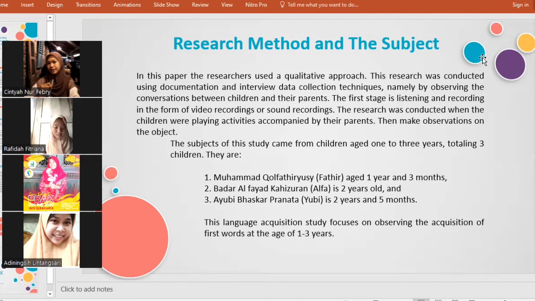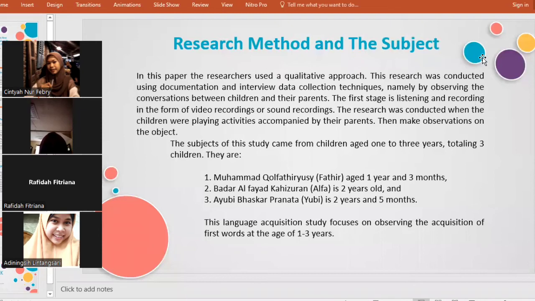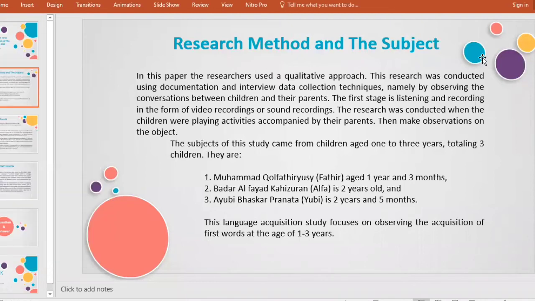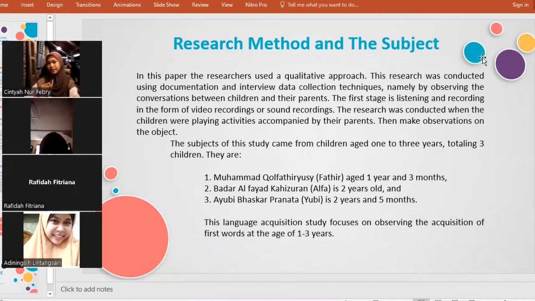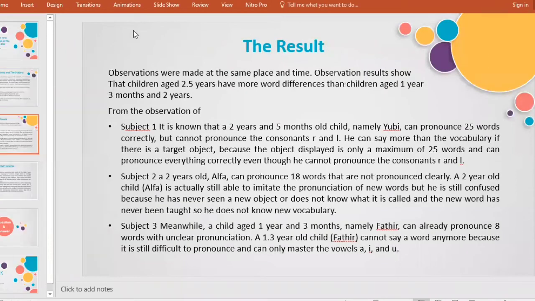The subject of this study came from children age 1 to 3 years, totaling 3 children. They are: the first is Muhammad Kalfati Hurusi, or Fatir, age 1 year and 3 months. The second, Badar Alfayat Haizuran, or Alfa, is 2 years old. And then Ayubi Baskar Pranata, or Yubi, is 2 years and 5 months. This language acquisition study focused on observing the acquisition of first words at the age of 1 until 3 years. Okay. The result observations were made at the same place and time.